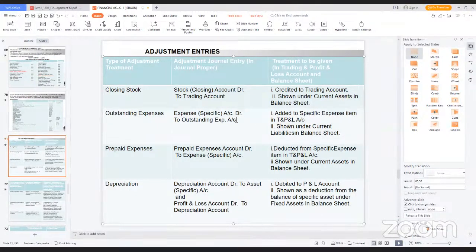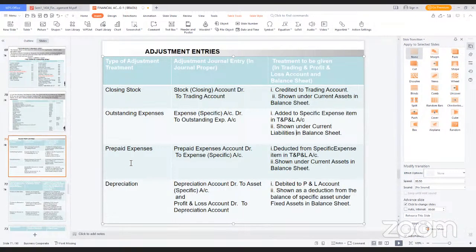Again, this entry you'll be taking twice. One is shown under current liabilities in the balance sheet. Means you still have to pay it. That's why you have to write it on your left side, that is, the liability side in the balance sheet.